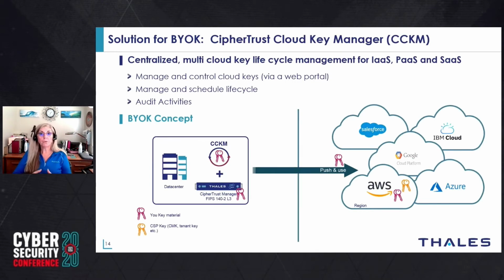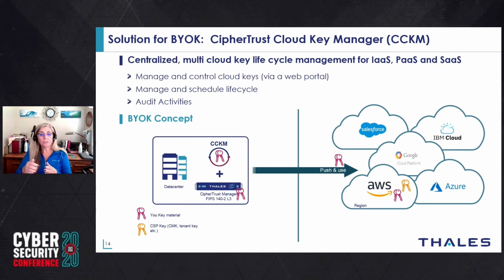One of the solutions for bring your own key that we provide is CipherTrust Cloud Key Manager, or CCKM. CipherTrust Cloud Key Manager gives you a way to centrally manage your cloud encryption keys for infrastructure as a service, platform as a service, and software as a service, where you can generate a key on the CipherTrust Manager through CCKM. You can then push that key out to the cloud provider to say, this is the key that I want to use for your native encryption solution.